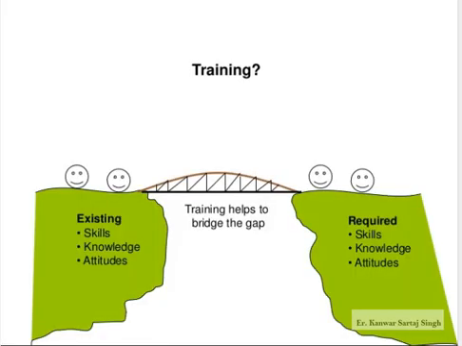Now, what is the basic criteria behind training? This diagram explains it in a very simple and most effective manner. Existingly, right now, what skills, knowledge, attitudes, everything we have to cross this bridge to reach the required level, the level that is job specific and career specific, right? That is required skills, knowledge, and attitudes. So, to bridge this gap, training plays an important role. Training works as a bridge between existing and required factors.